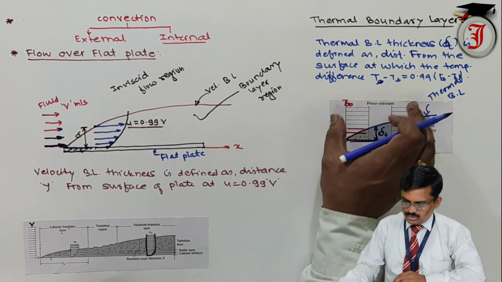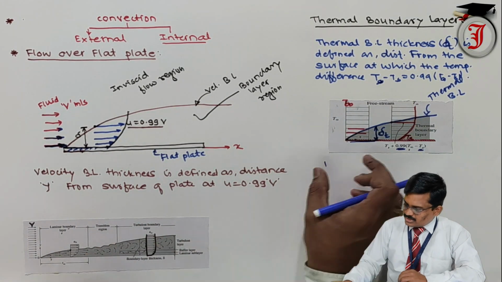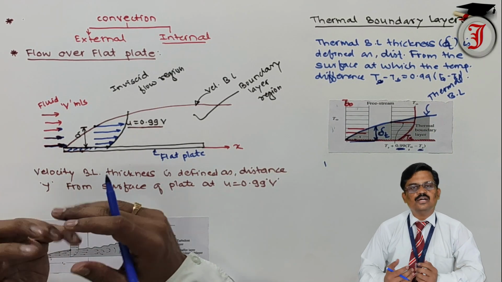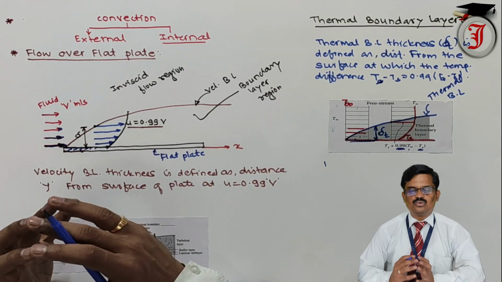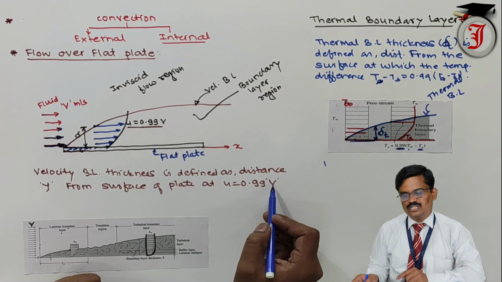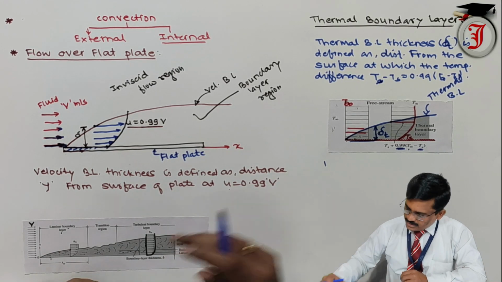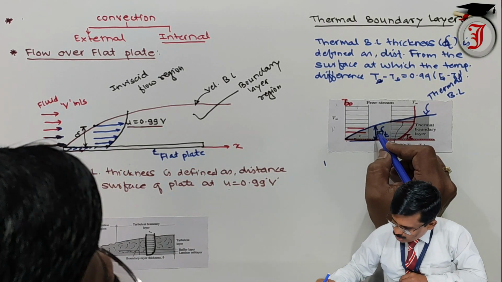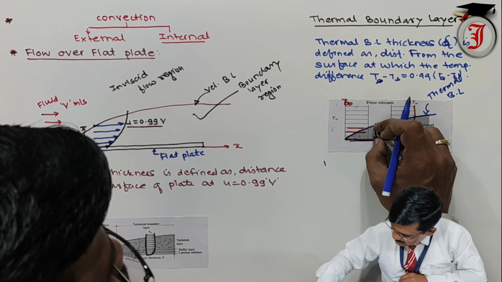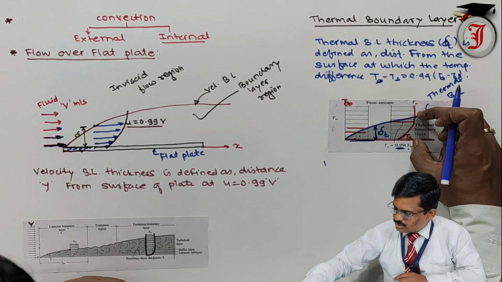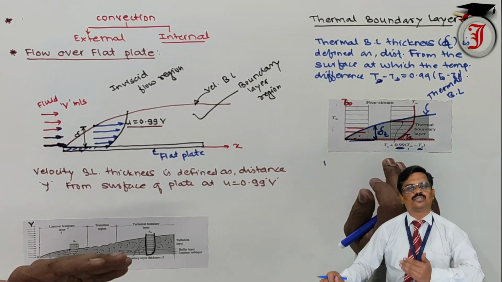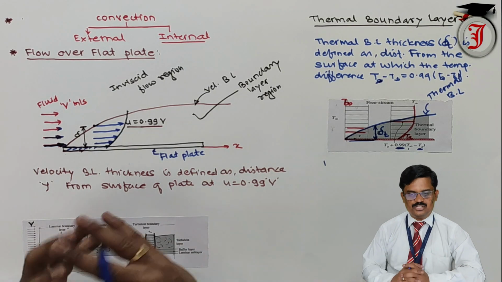So this is all about the thermal boundary layer, and this definition is analogous to the velocity boundary layer, where u is equal to 0.99 of V. The thickness of the thermal boundary layer also increases in the flow direction. So here the thickness of the boundary layer is less as compared to this. As we move along the flow, the thickness of the thermal boundary layer also increases.